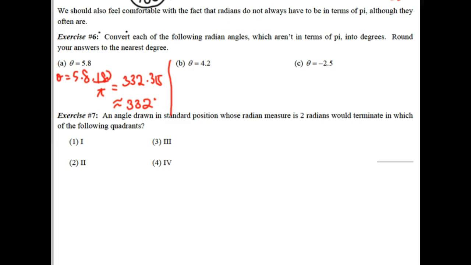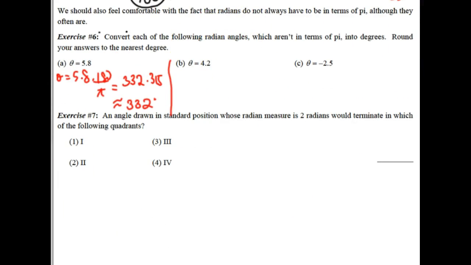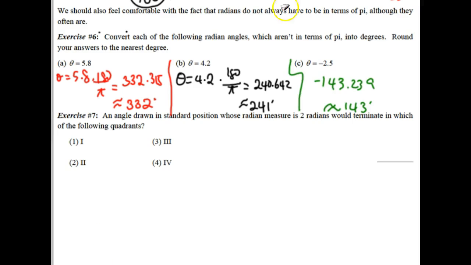All this is similar to exercise 4, but only now we don't have anything to do with pi. Like this one here, we'll have theta is equal to 4.2 times 180 over pi. In the calculator, this will be 240.642. Nearest degree is actually 241 degrees. And then try the last one, C, by yourself. You should have gotten negative 143.239 and so on, which is rounded to 143 degrees. Last one before you guys go.